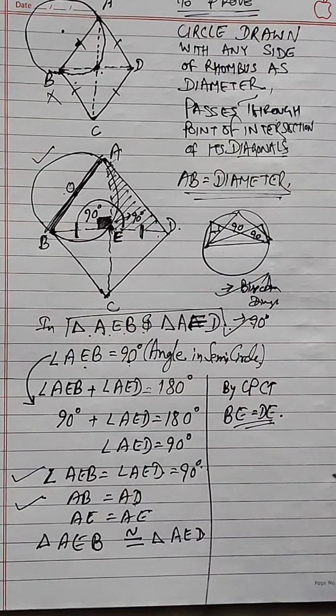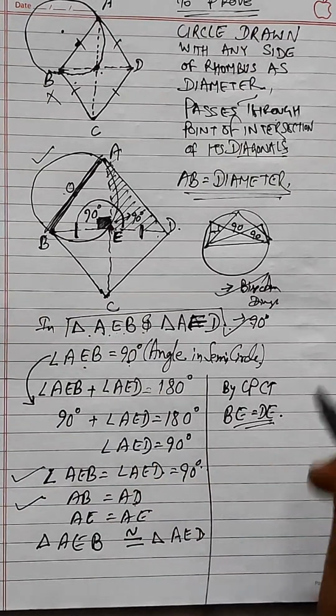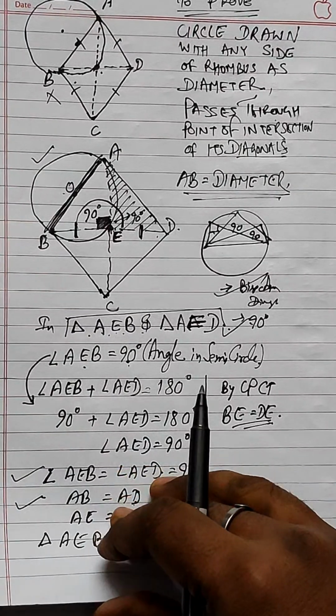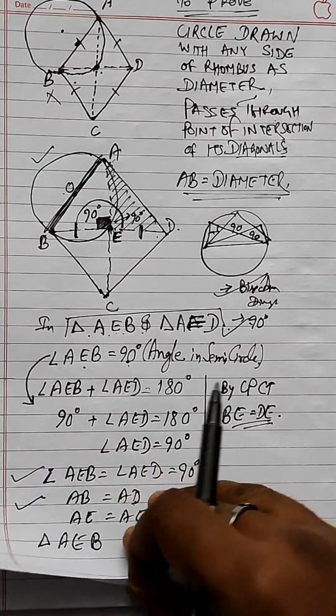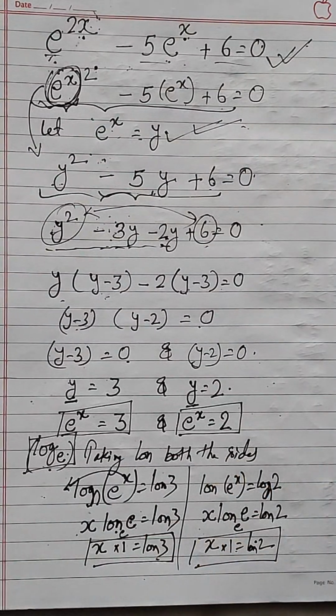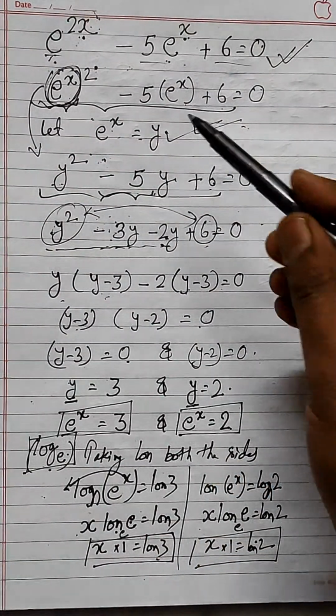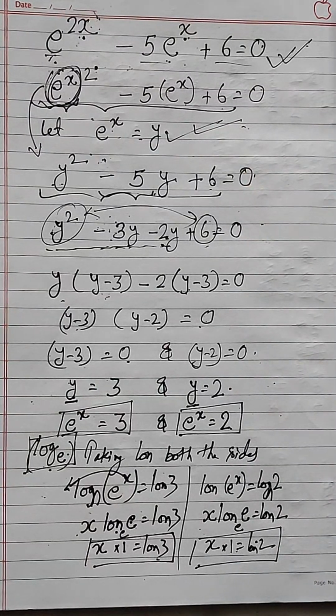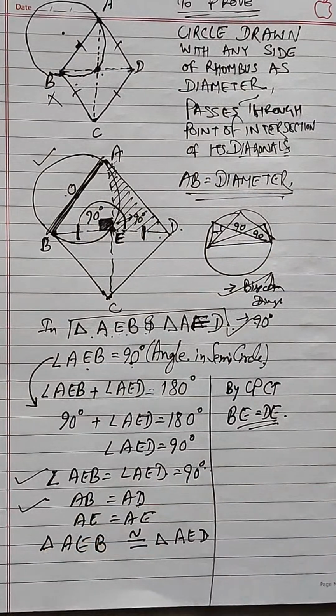I have also put the solution of this question yesterday, and I just explained this. So today we did two questions. First this one, and another, the question we solved, e to the power 2x minus 5 e to the power x plus 6 equals 0. Now I am coming to the third question, which I put on the source yesterday.